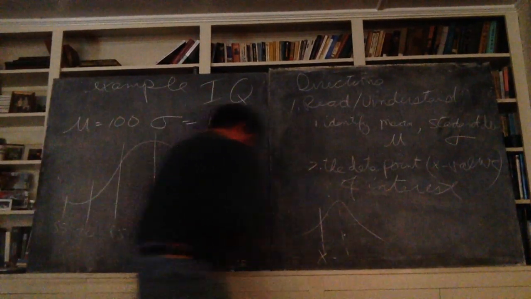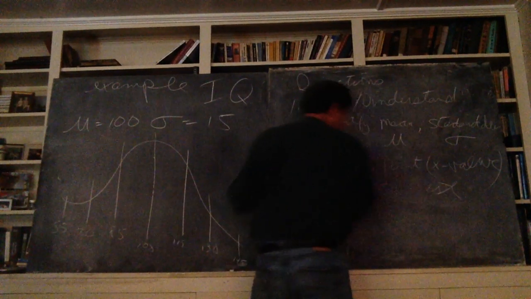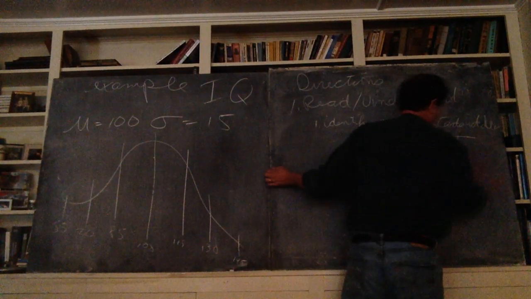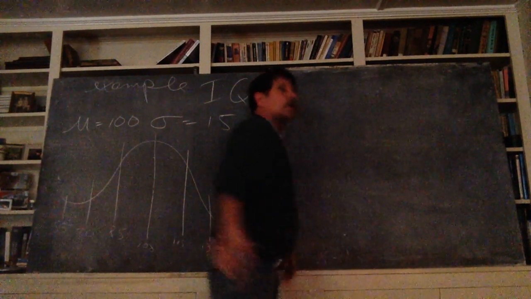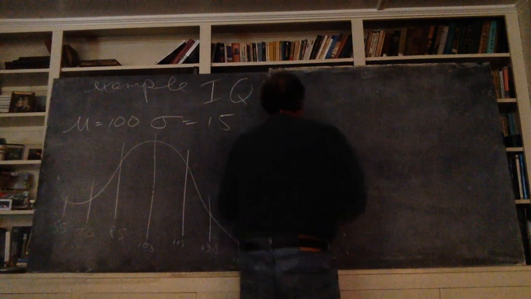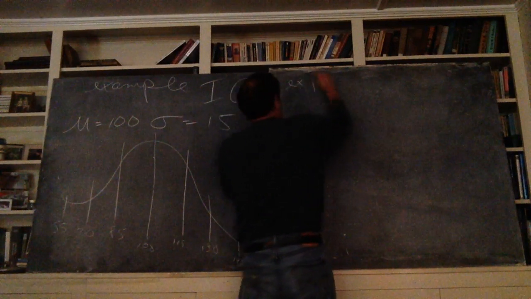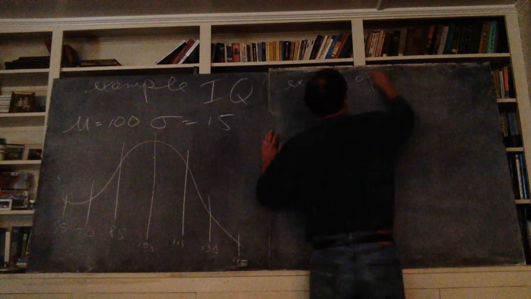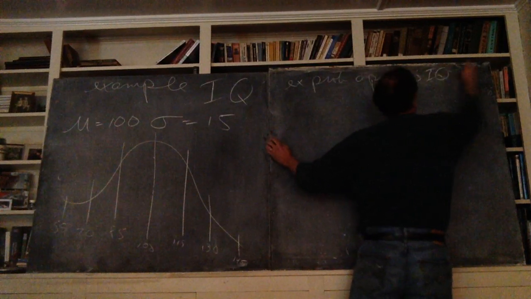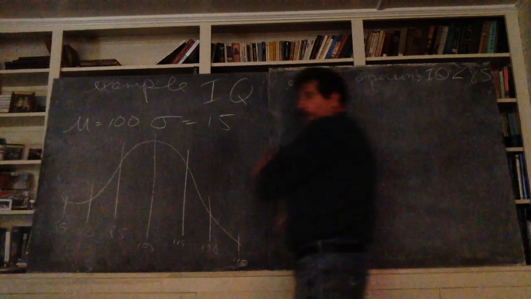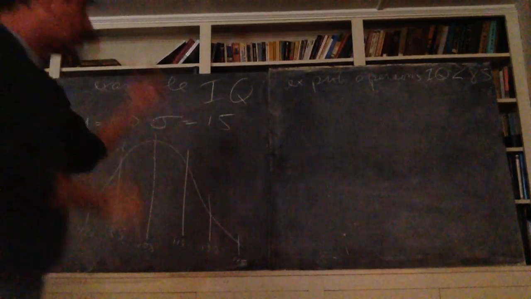So let's just do some examples. What's the probability that just any person in the world has an IQ, say, less than 85? Less than 85. That's the question. That's what you're supposed to do.